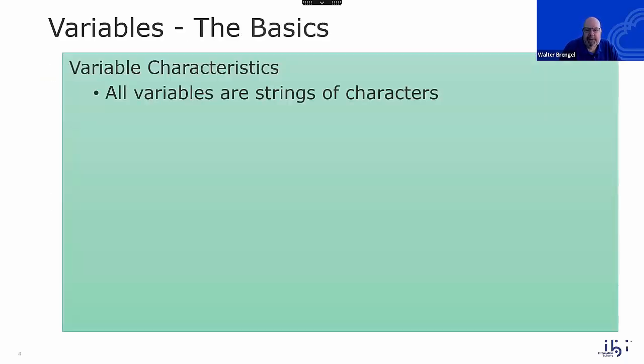All right, variable characteristics. All variables are stored as strings of characters. So when you say -SET and variable equals a value, then that value is stored as alpha. Even if you're storing numbers, if you're saying the variable equals 1234, it's still stored physically as alpha characters. It's how you use it that determines whether it's used as numeric or not.